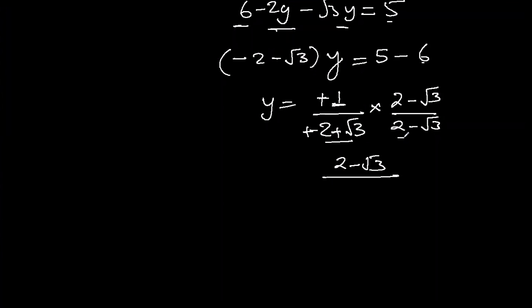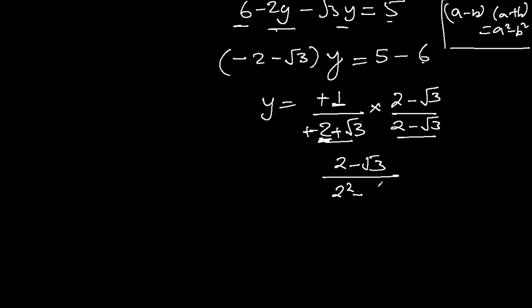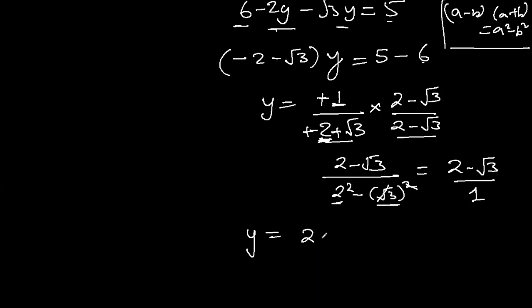This is in the format of a plus b multiplied by a minus b, and the identity for a plus b multiplying a minus b is a square minus b square. So we will just write a square. What is a? A is 2 for us. So 2 square minus square root 3 square. So 2 minus square root 3, divided by 4 minus 3, and this cancels out. 4 minus 3 is 1. So we got our y equal to 2 minus square root 3.